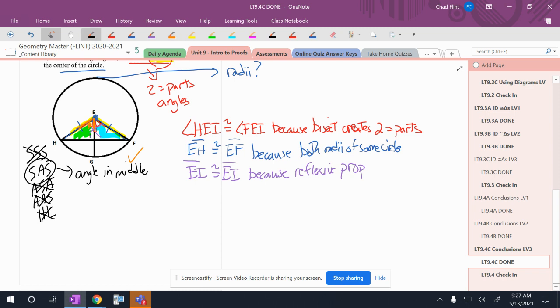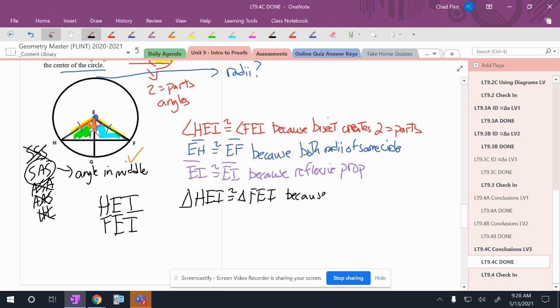And let's match our letters up. So H, E, I. The angle at E matches up with the angle at E based on the diagram's marks. H, E matches up with F, E from the marks, which means I has to go there. So triangle HEI is congruent to triangle FEI because side angle side.